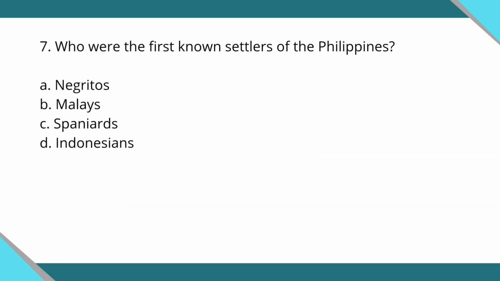Question number 7. Who were the first known settlers of the Philippines? Letter A. Negritos. Letter B. Malays. Letter C. Spaniards. Letter D. Indonesians.